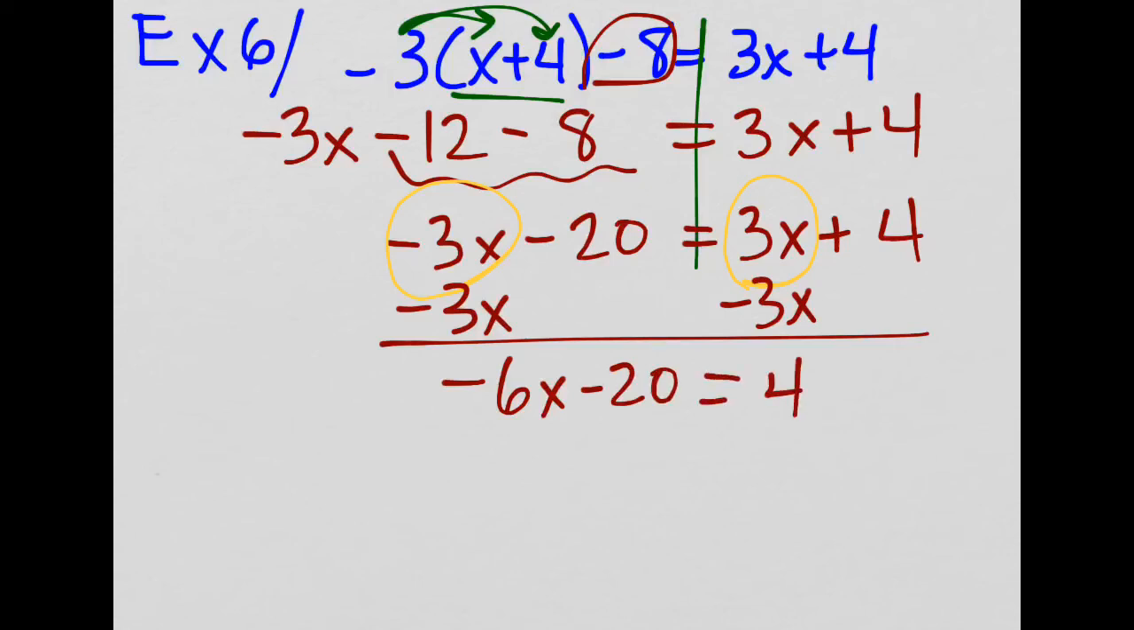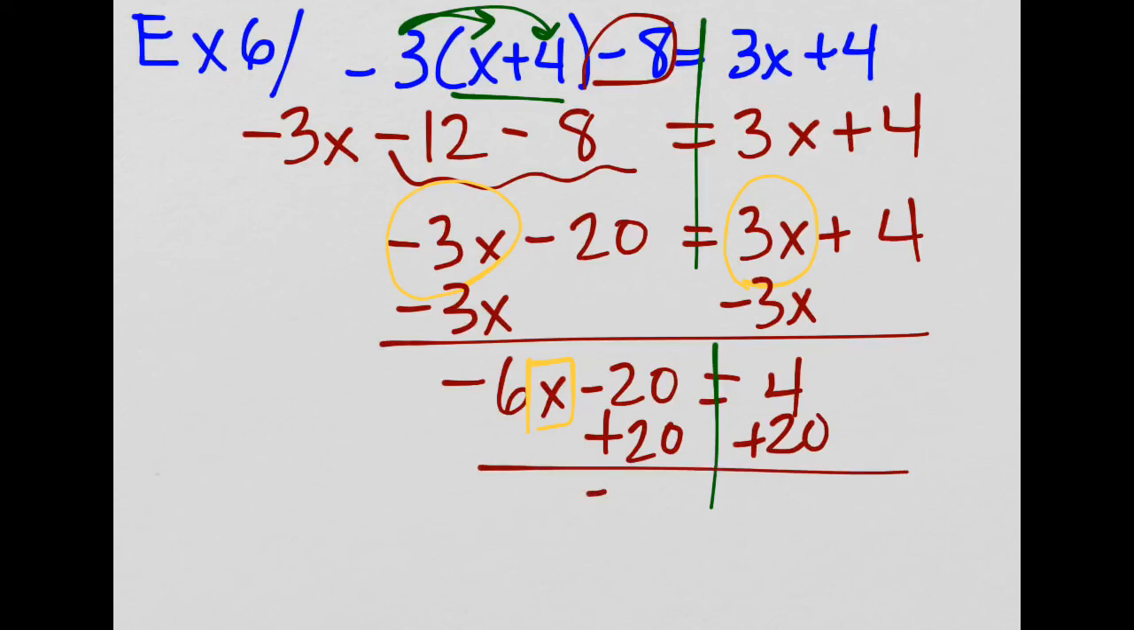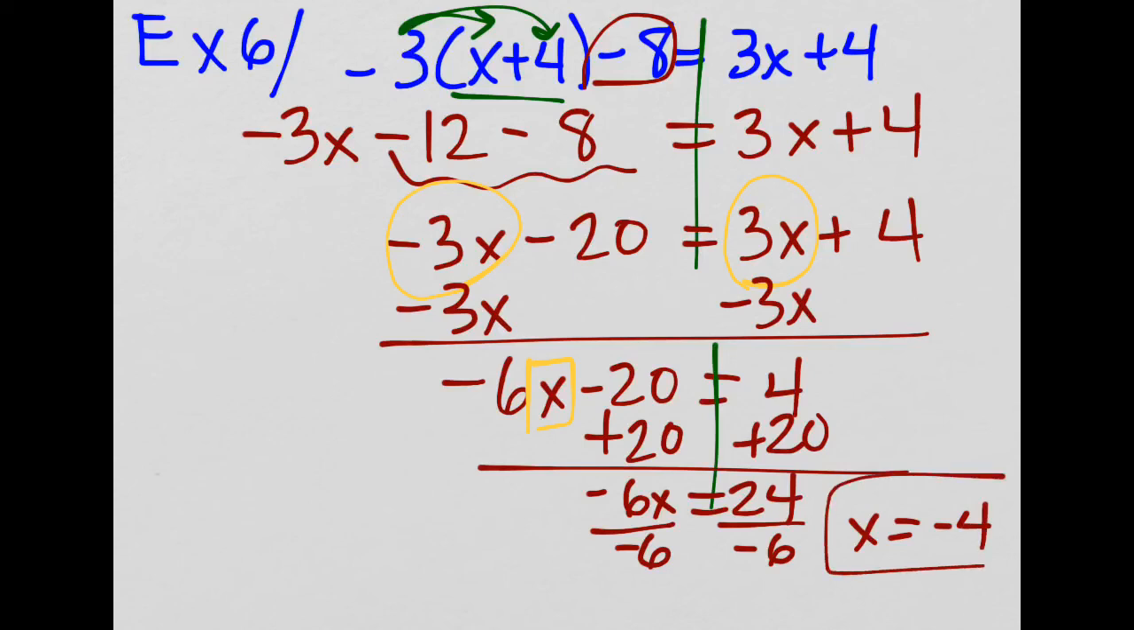Again, any point I'm going too fast, go ahead and just pause the video. Look over what I'm saying, back up a little bit. Okay, solving for x. I'm going to need to add my 20 to both sides. Negative 6x is equal to 24. Now I just have negative 6x equals 24, so x would equal negative 4.